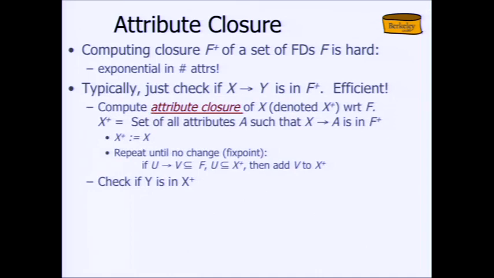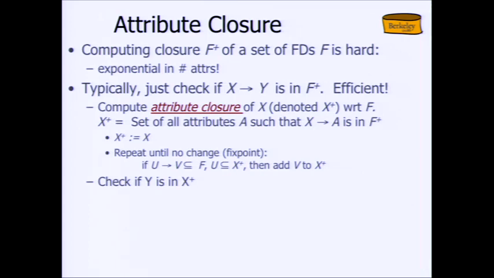Because mostly we don't want the whole closure. We just want to know, is there some particular functional dependency in F+? Is X determines Y in F+, for some X and some Y? And for this, it's going to be good enough to determine the attribute closure of X. What are all the things that X determines? I don't want to know all of F+. I just want to know the parts of F+ with X on the left-hand side. Okay? So that's called an attribute closure. And that is not going to be so expensive. Here's how you compute an attribute closure of X, which is going to be denoted X+.